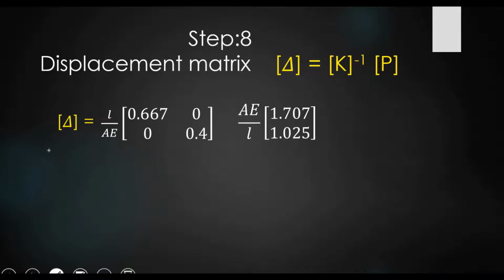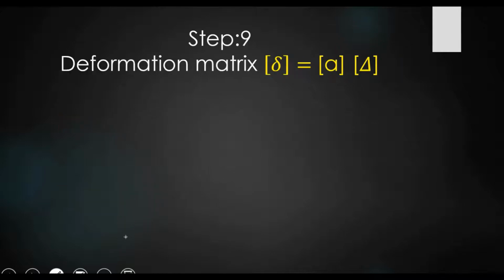So multiplying these two values, the A by L and L by AE get cancelled. Then multiplying these two matrices, the answer is 1.138 and 0.41. Okay. Now moving to the second last step, that is to develop deformation matrix.